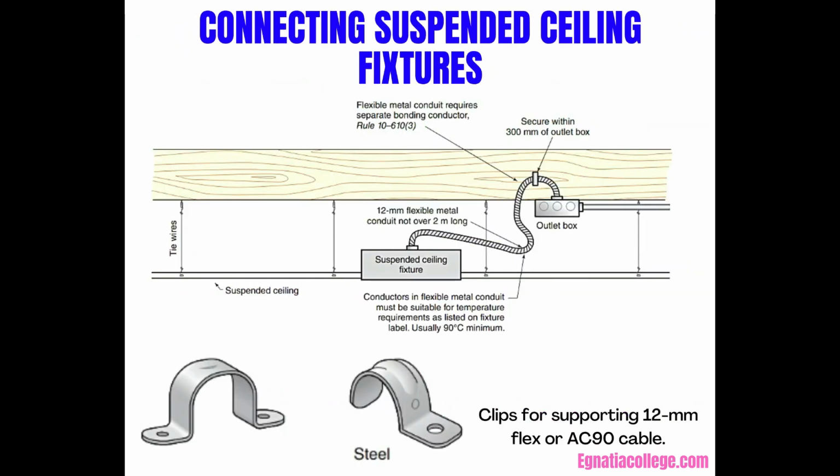Connecting suspended ceiling fixtures. The most common way to connect suspended ceiling lay-in lighting fixtures is to complete all of the wiring above the suspended ceiling using normal wiring methods: EMT, non-metallic sheathed cable, armored cable, or whatever type of wiring method is acceptable by the governing electrical code, with outlet boxes strategically placed above the ceiling near the intended location of the fixtures. Then make a flexible connection between the outlet box and the fixture.